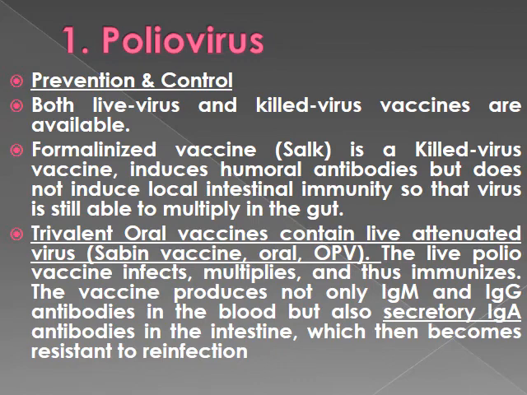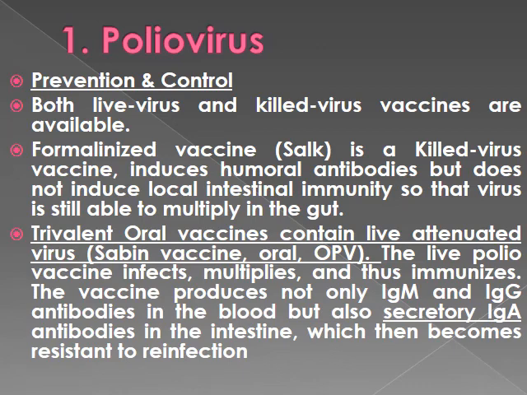Then prevention and control of the virus. Both live virus and killed virus vaccines are available. Formalized vaccine, they call it Salk, with formalin, is the killed virus vaccine. This is given to immunocompromised persons especially.